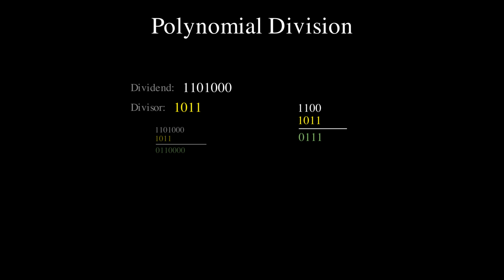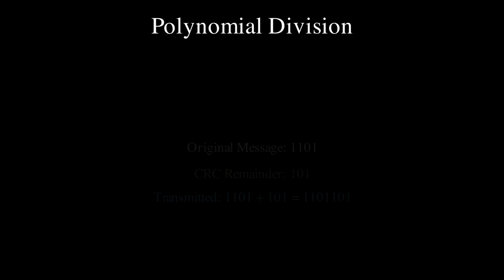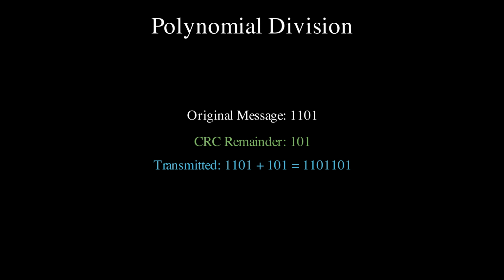Now we align the divisor with the new leftmost one, which is at 1100. XOR gives us 0111. We continue with 1110 after bringing down the next bit, aligning again and performing XOR. The result 0101 has fewer bits than our divisor. This means we cannot divide further. The remainder 101 after dropping the leading 0 is our CRC checksum. This gets appended to the original message.